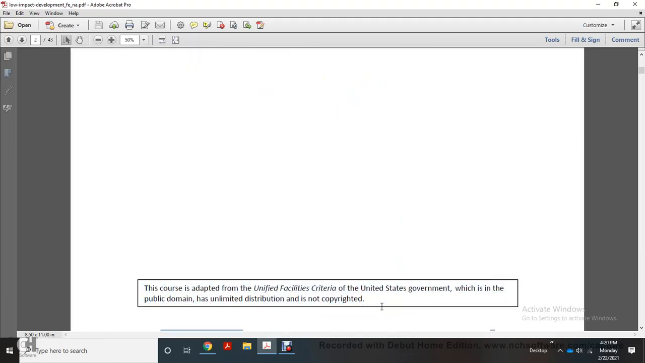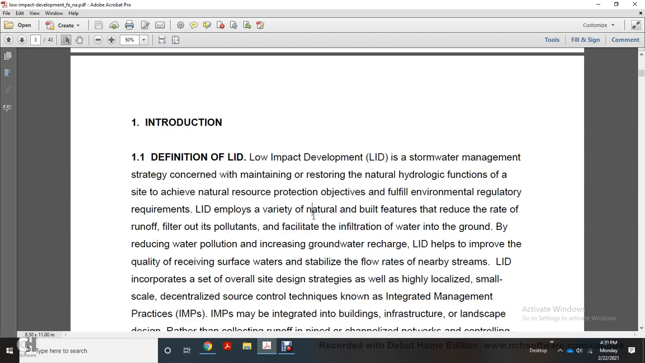This course is adapted from the Unified Facilities Criteria of the U.S. government, which is developed in the public domain, has limited distribution, and is not copyrighted. Our introduction: low-impact development is a stormwater management strategy concerned with maintaining or restoring the natural hydrologic functions of a site while achieving the natural resource protection objectives and fulfilling environmental regulatory requirements.